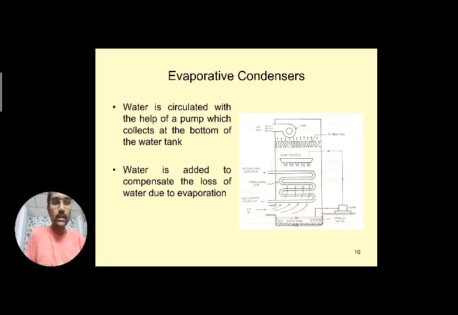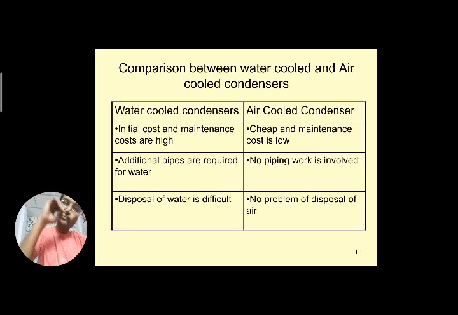So the water level is reduced in the water tank. So the loss of water due to evaporation has to be added every time. That is makeup water. So I hope you have understood that explanation regarding the evaporative condenser, where we are using both types of cooling medium, the air as well as the water.